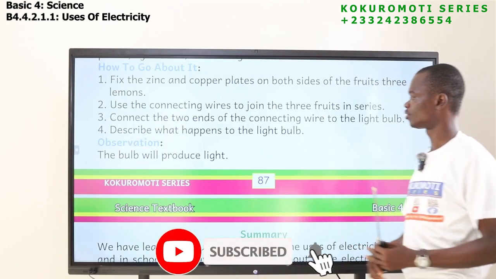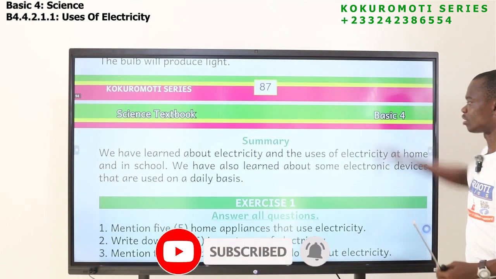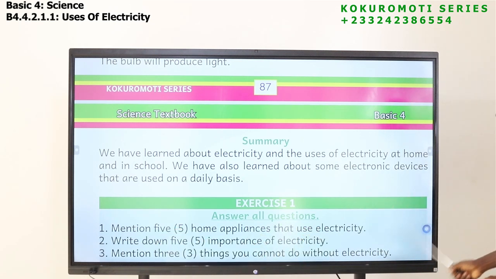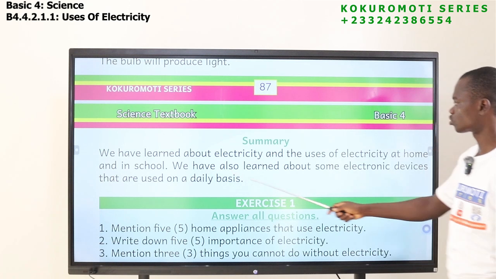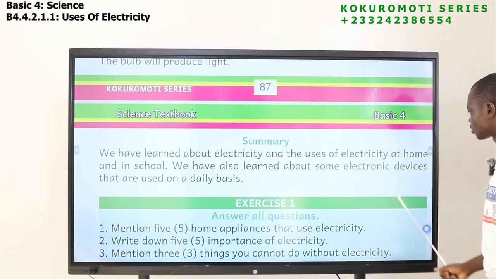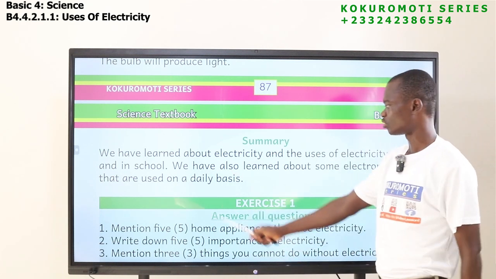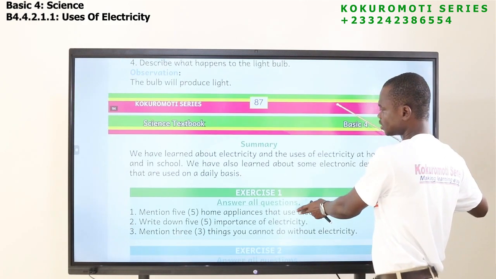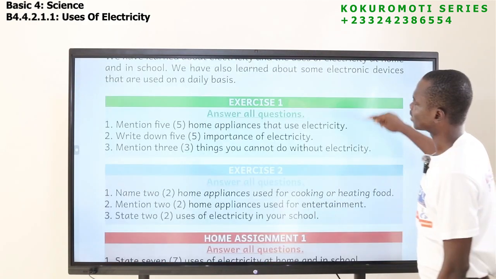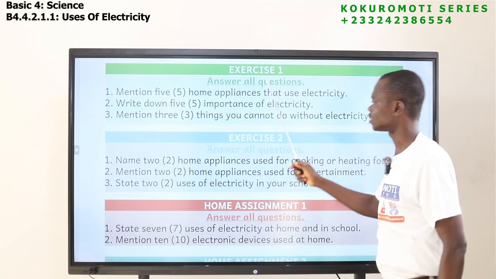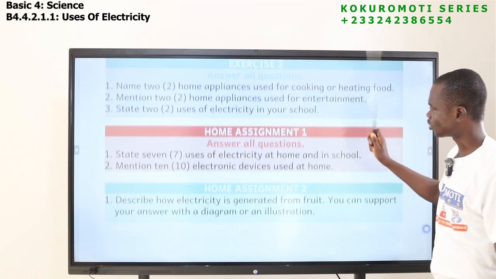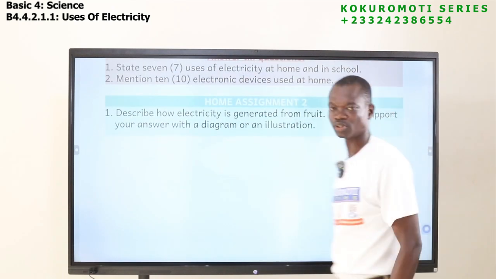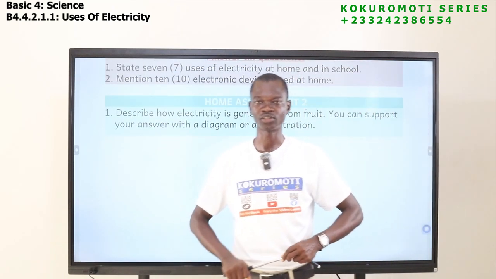So what have you learned today? We have learned about electricity and the uses of electricity at home and in school. We have also learned about some electronic devices that are used on a daily basis. Okay, so there is an activity here, exercise 1. We have exercise 2, home assignment 1, home assignment 2. And I want you to take your time and do them for me. We are bringing our lesson to a close.